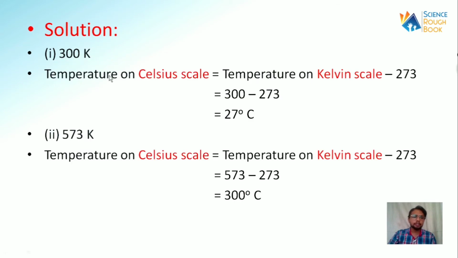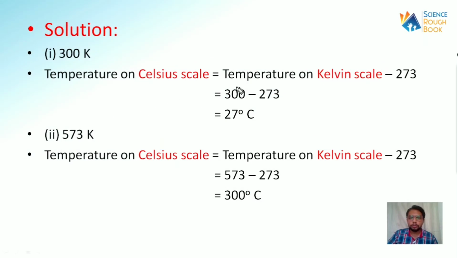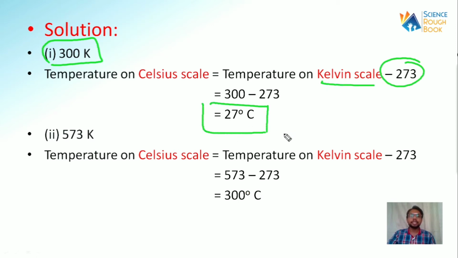Now the solution. 300 Kelvin is given. Temperature in Celsius scale is equal to temperature in Kelvin scale minus 273. So to find the temperature in Celsius scale, I will take 300 Kelvin, the value given in Kelvin, and subtract 273 from it. Then the answer comes out to be 27 degree Celsius.